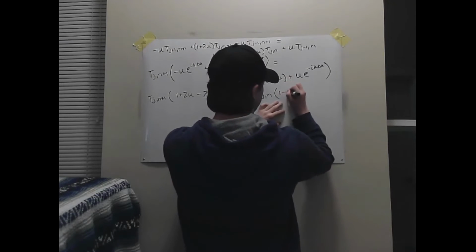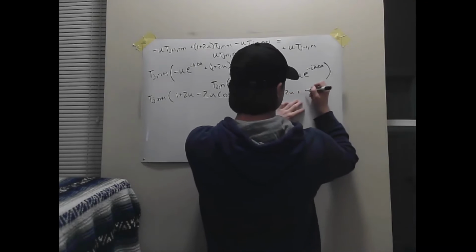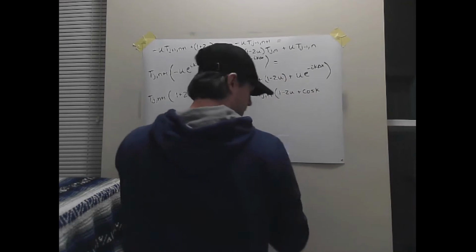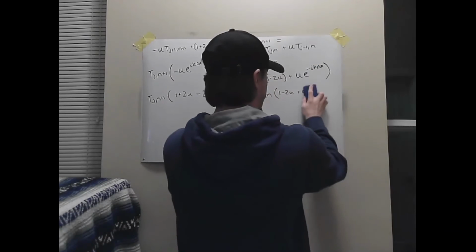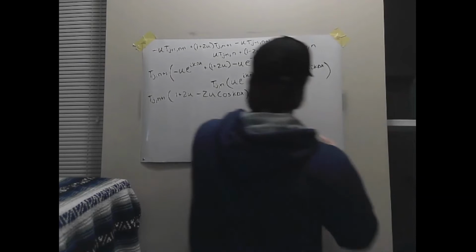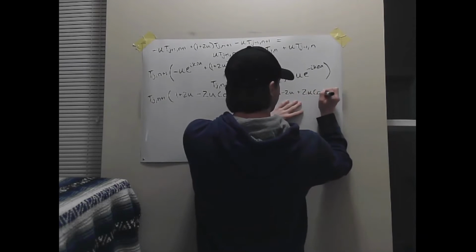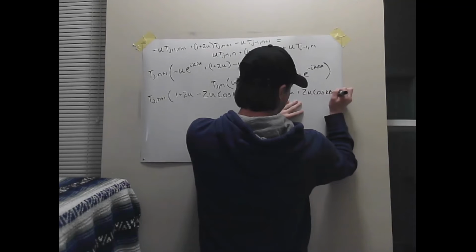So we'll have 1 minus 2u plus 2u times the cosine of k delta x.